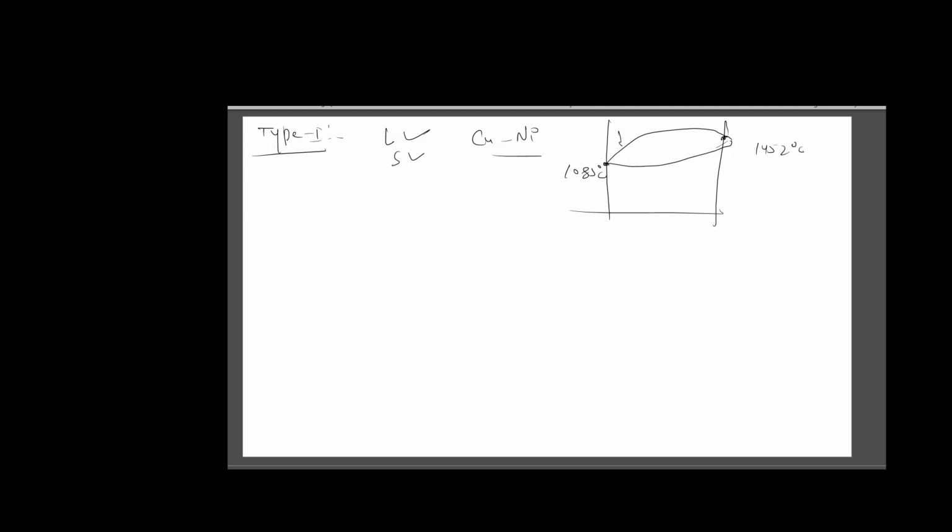This is the liquidus, this is the solidus, this is the mushy zone. This is copper, this is nickel, this is percentage of nickel. Now this is T max, this is T min.